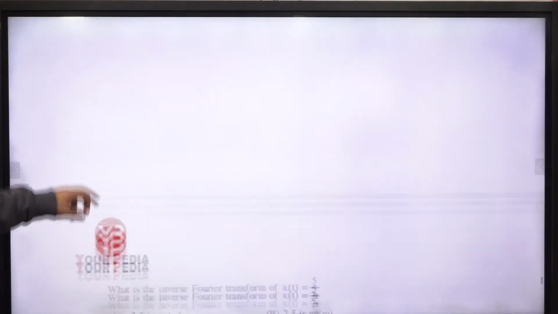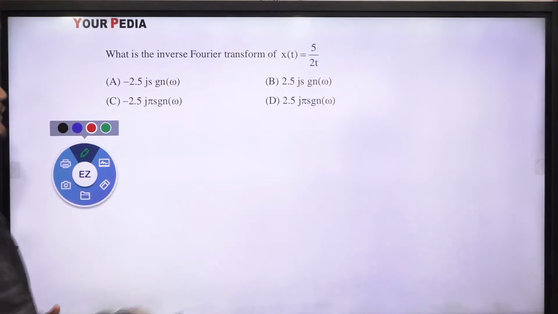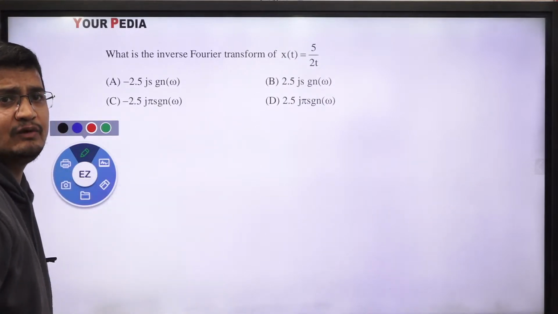So guys, you can take this PDF. All questions are included here. Again, what is the inverse Fourier transform of X(t) = 5/2t? What will be the answer for this?